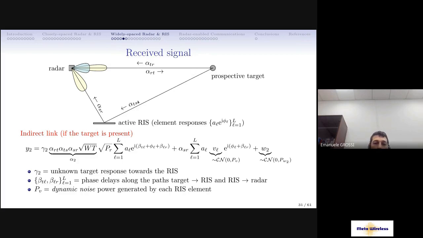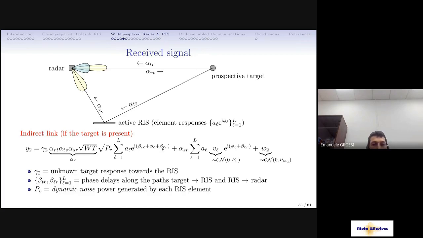Then the channel, the path coefficient from the target to the RIS, and then from the RIS to the radar. Including the time bandwidth product, we call all this coefficient alpha 2. This term here is then amplified by each term of the RIS. So you also have the combination of all the links from each element of the RIS, the target, each element of the RIS, and the radar, which are combined. So each of them is amplified by a factor A_L and phase shifted by a factor phi_L.